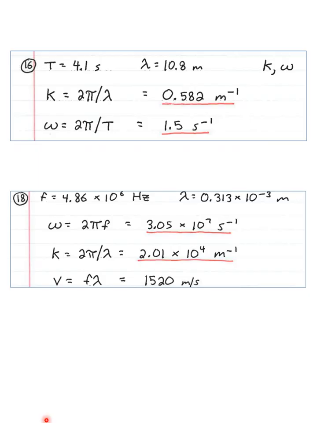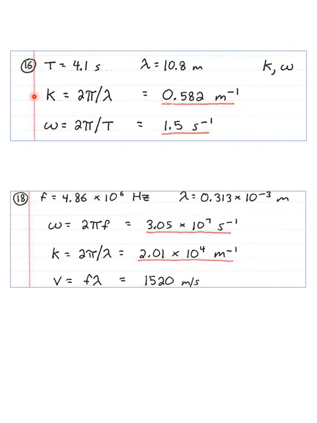Number 16, an ocean wave has period 4.1 seconds and wavelength 10.8 meters. Find its wave number and angular frequency. So the period I've listed out, 4.1 seconds, wavelength lambda, and we want to know wave number k and angular frequency omega. And we'll go to those formulas, those relationships.